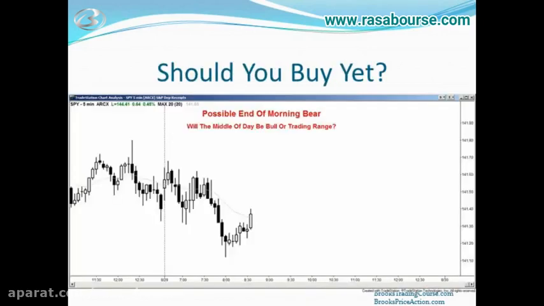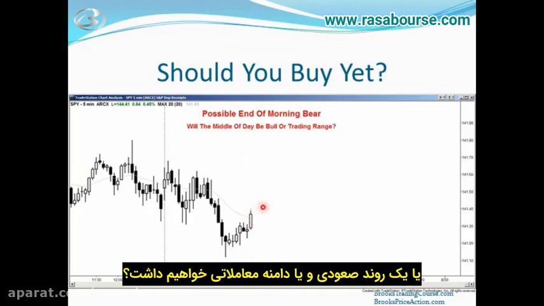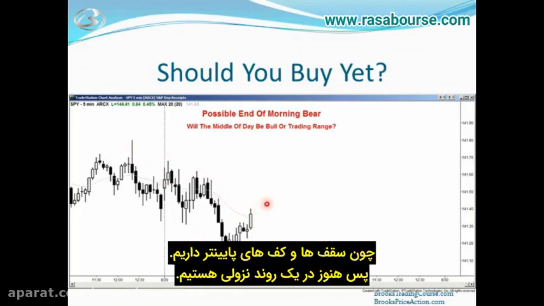Okay, will the middle third of the day be a channel, a bear channel? Will it be a bull channel, or will it be a trading range? At this point, I don't have a channel drawn in here, right? But it is possible that this is simply a bear trend. We're forming lower highs and lower lows, right? So we are still in a bear trend.